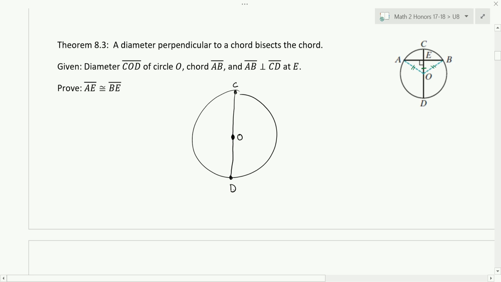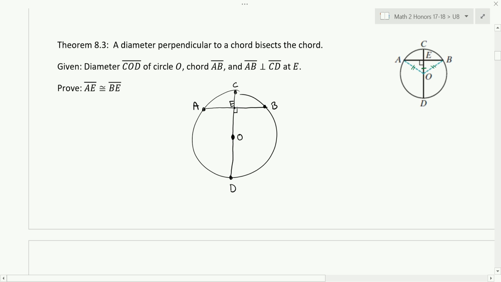And let's say it intersects a chord. It's perpendicular to a chord. Okay, so we have this chord AB here, and these are perpendicular to each other. So that's the given. That picture right there is what we have. Here's my A and here's my B, and the part where they are perpendicular is at point E. So we'd like to say, well, if that's true, then the distance from A to E is the same as the distance from B to E. That diameter bisects the chord.